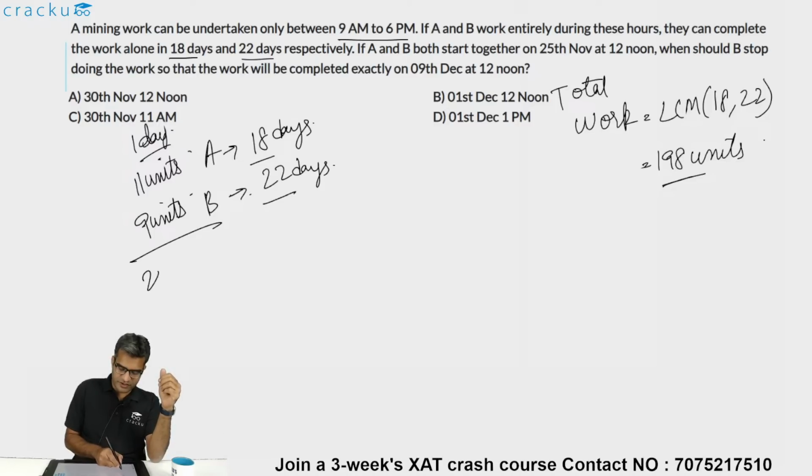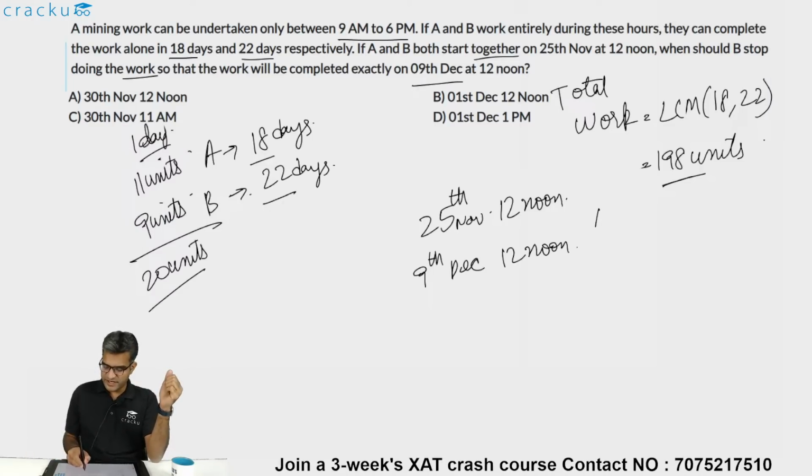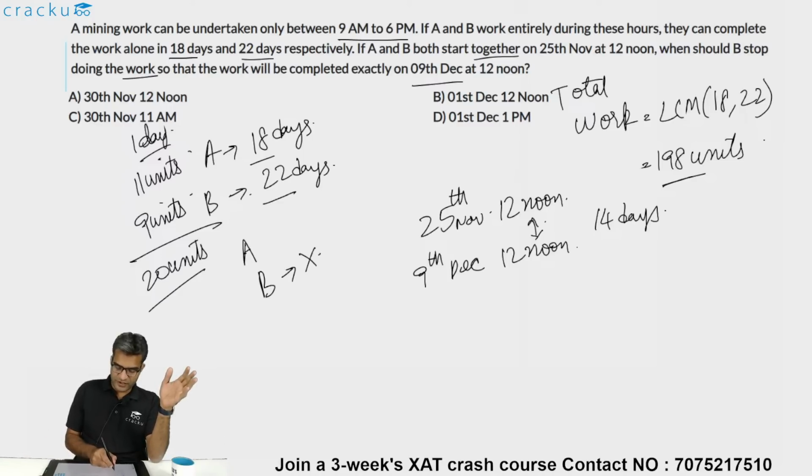So if both of them are working together, in one day they will be doing 20 units of work. Now A and B start working together on 25th November, but they are working at 12 noon. When should B stop working so that the work can be completed exactly at 9th December, 12 noon? So the total amount of days it has taken is 14 days. The difference between these two is exactly 14 days. Let us assume that B worked for X days. A worked for the entire 14 days.